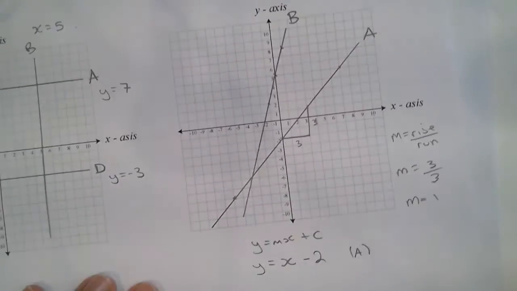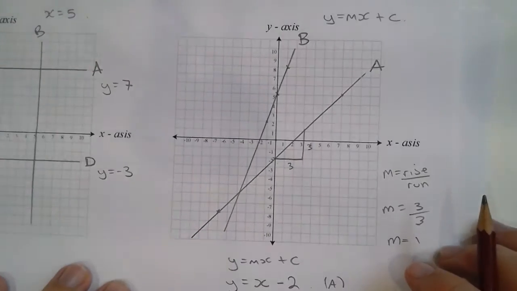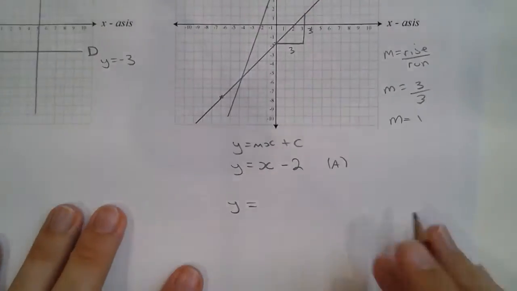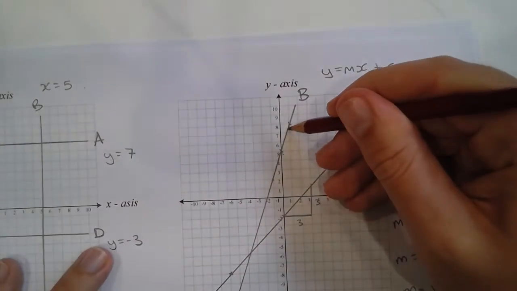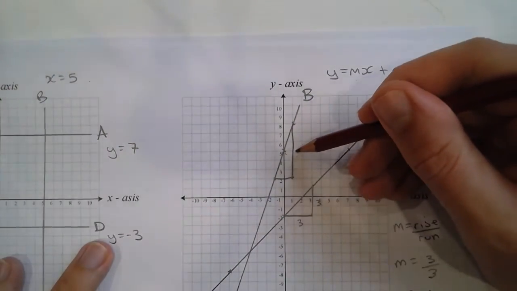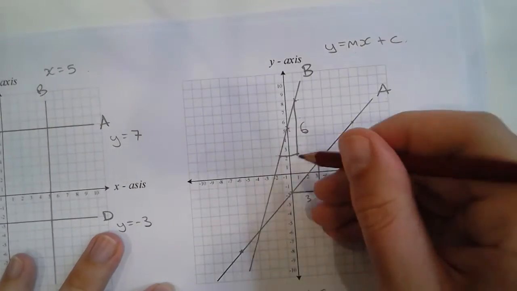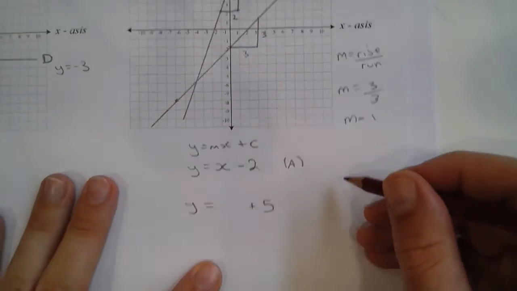Alright, B, let's do it in the same way. Let's see if I can do it quicker now. B goes through the point 5, so it's going to be y equals something x plus 5. I'm going to draw my triangle from any 2 points, and my triangle is 1, 2, 3, 4, 5, 6 high, and 2 wide. So rise over run again. I'll do my formula so I get all the marks.